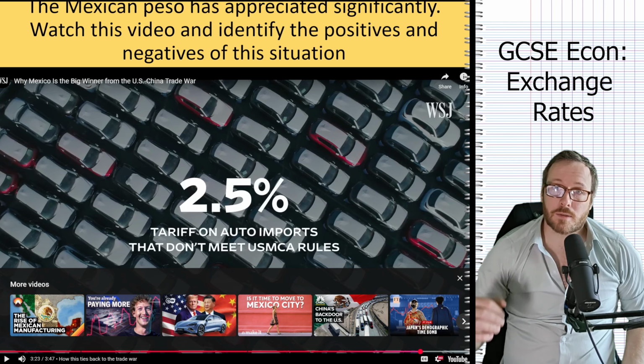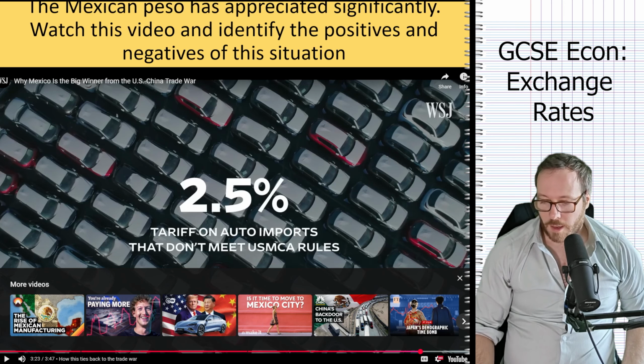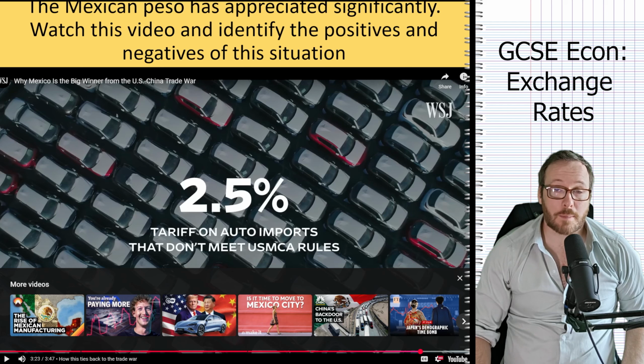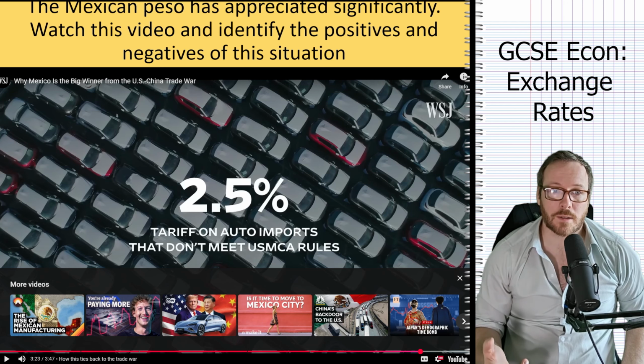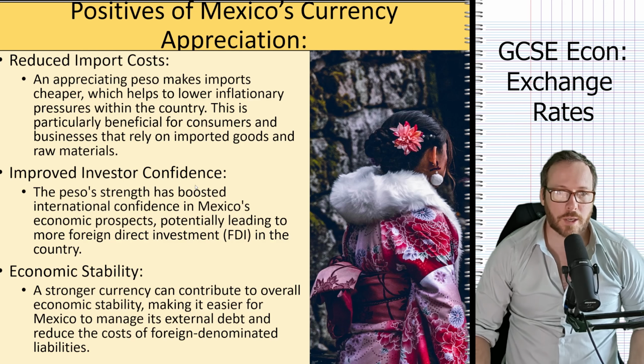As you can imagine, this results in a greater purchase of Mexican pesos, which pushes up the exchange rate. And Mexico seems to be thriving. Jobs are being created, products are being made, and these products are definitely being sold. The quality of life for so many Mexicans is increasing because of this. So let's have a look at the positives of this appreciation then.